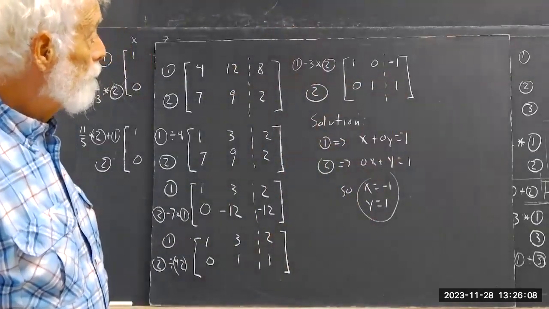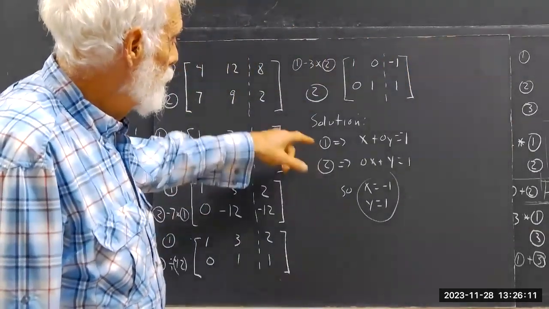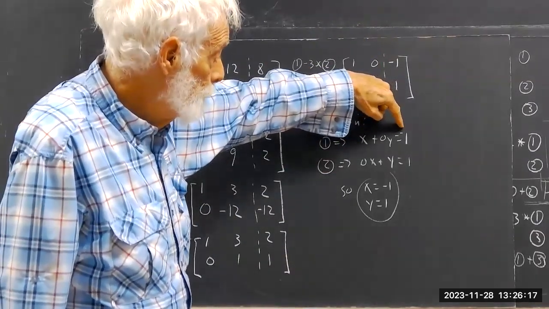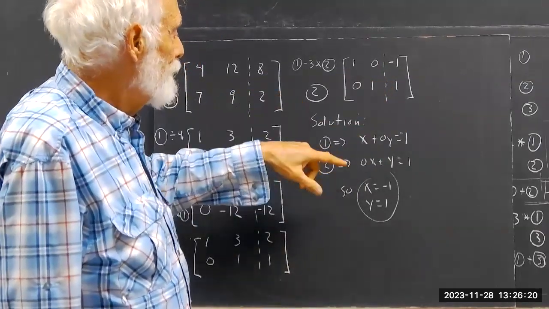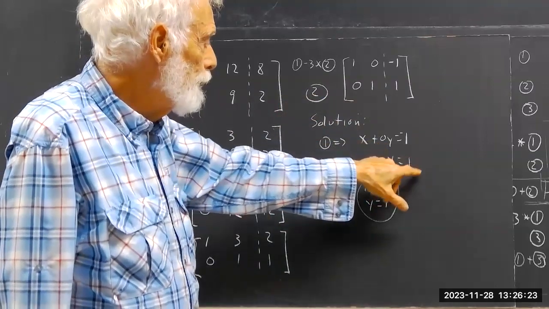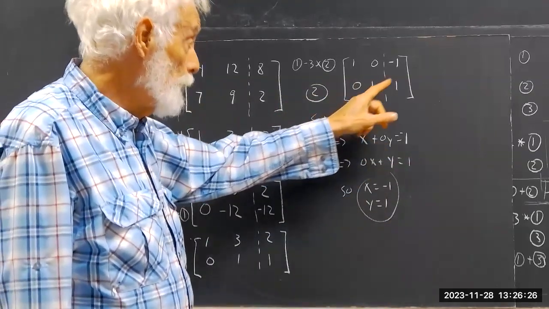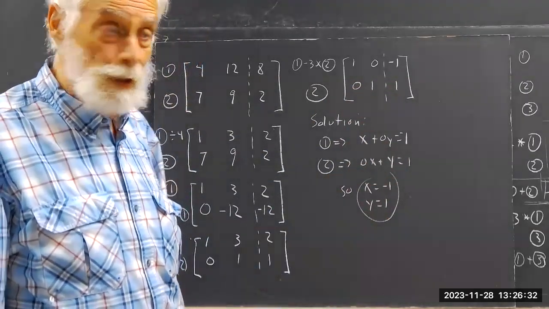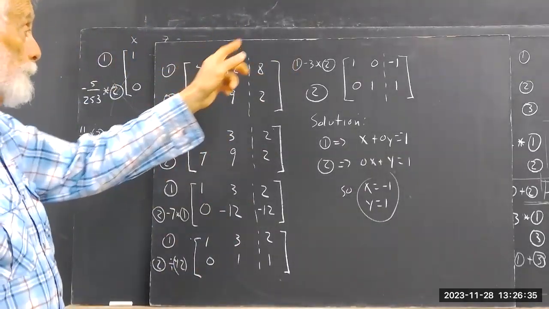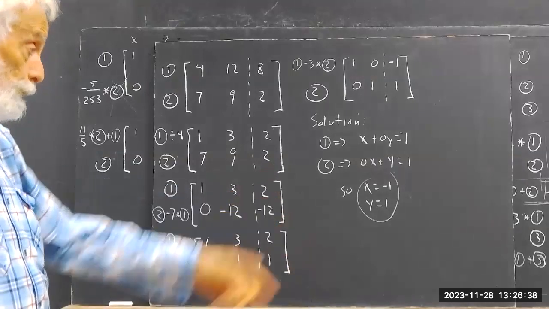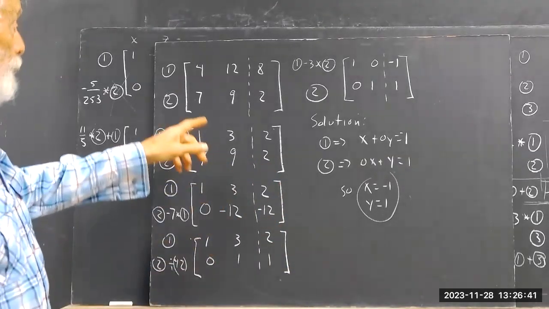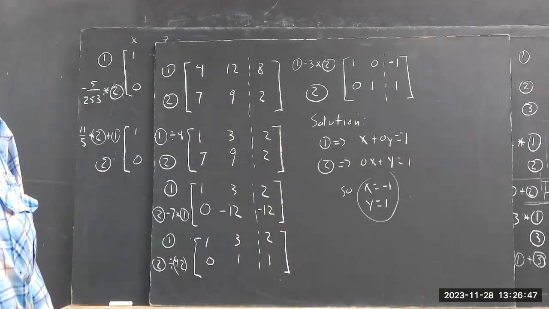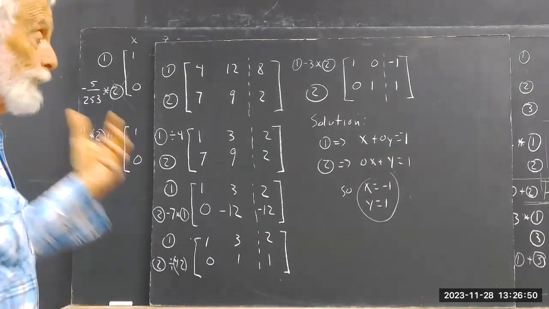And now, what does this matrix stand for? Row 1 gives us x plus 0y equals -1. Row 2 gives us 0x plus y equals 1. 0x plus 1y equals 1. So x equals -1, y equals 1. That's our solution. If we write out the equation 4x plus 12y equals 8, plug those numbers in, it works. Write out 7x plus 9y equals 2. Again, it works. Okay? That's the process. That's how it works, and that's why it works.